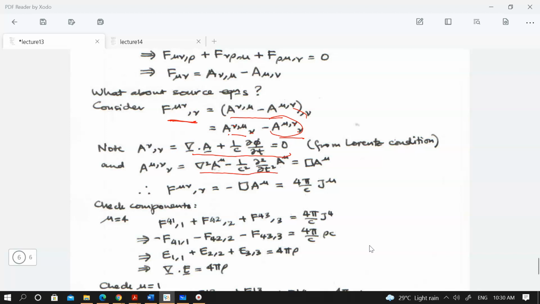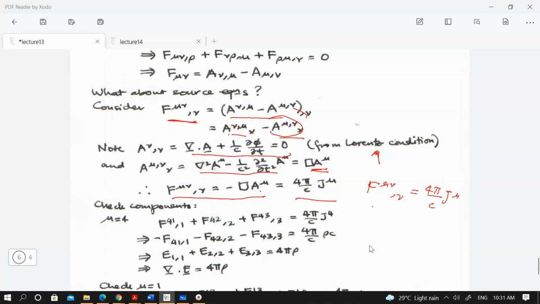Now, if you look at what those are, these are essentially your Lorentz condition. And this one essentially is the Lambertian operator acting on your potential four vector. So in other words, if you impose the Lorentz condition, the one that's left is essentially this Lambertian operator. So then you can actually write this as that. But we already know that your Lambertian operator acting on your gauge potential four vector is related to your current density four vector, your current four vector, sorry. So let's look at that. So in other words, we are now checking F mu nu comma nu equals 4 pi over C J mu.